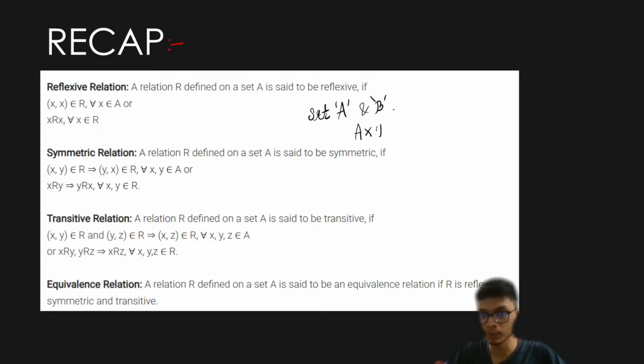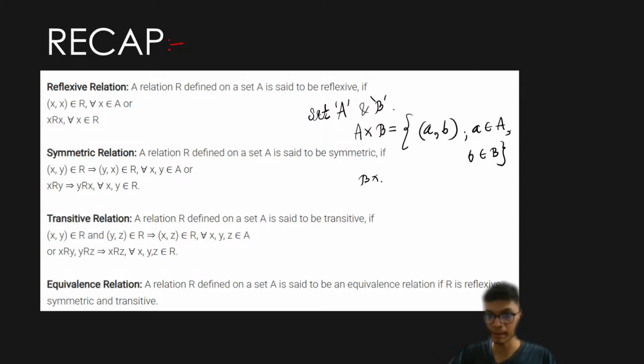If you do the Cartesian product of two sets, it is basically the set of all ordered pairs of elements where a is coming from set A and b is coming from set B. So whenever I do A cross B, it is the ordered pair a comma b. Similarly, when I do the Cartesian product B cross A, it is b comma a, where b is coming from set B and small a is coming from set A. This is something we have already studied as the Cartesian product.